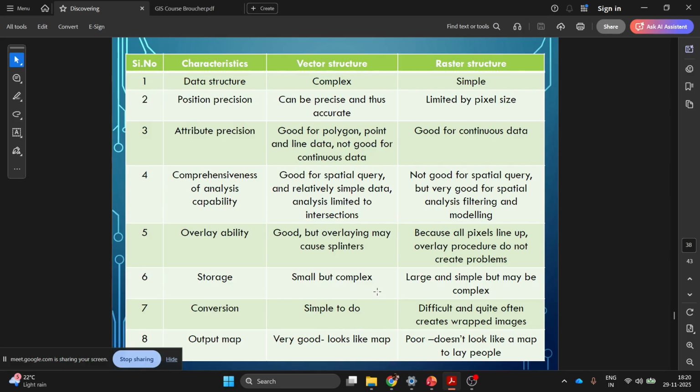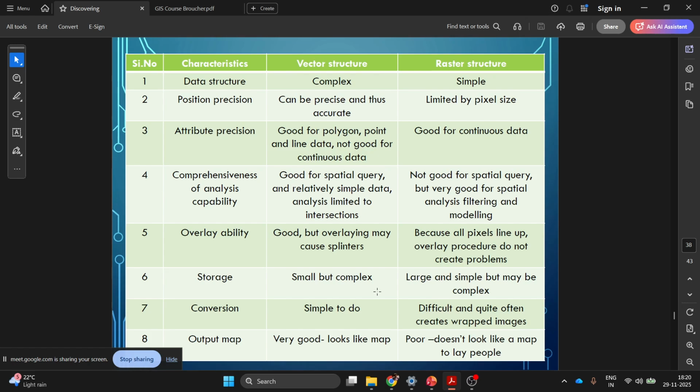For example, we will see the comparison between a vector structure and a raster structure. In case of a vector structure, the data is complex, because as I have said, a line has both magnitude and direction. For example, if I'm drawing a particular line in a GIS, the line will store the direction in which I'm drawing it. So that is why it is called complex. For example, if I'm trying to intersect that line, that will not happen. So that is why we call this vector structure complex.